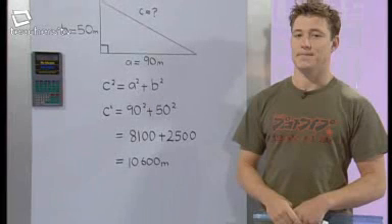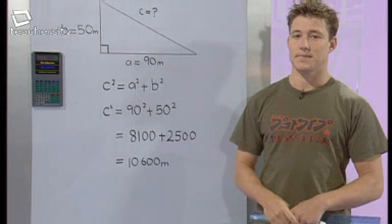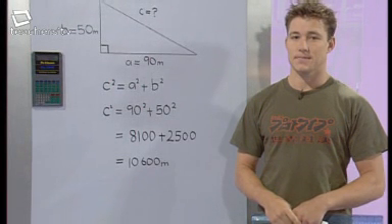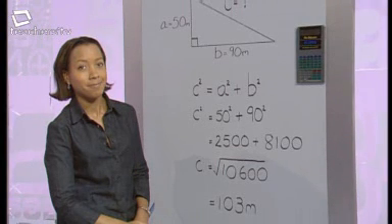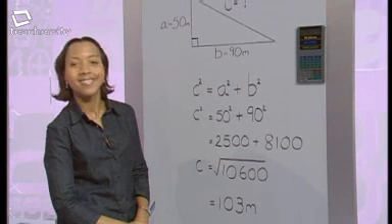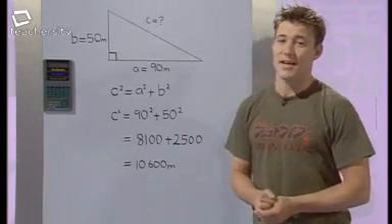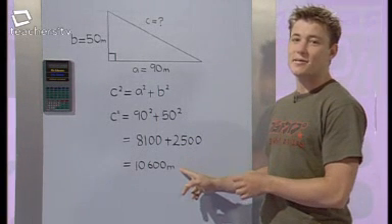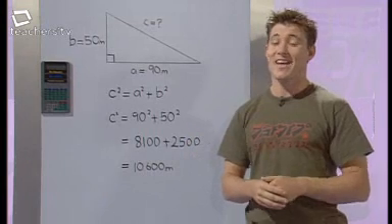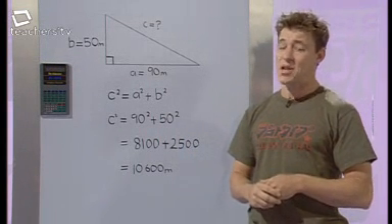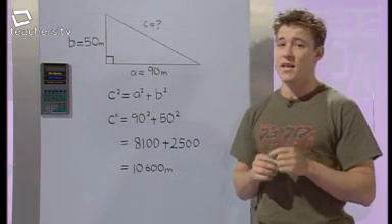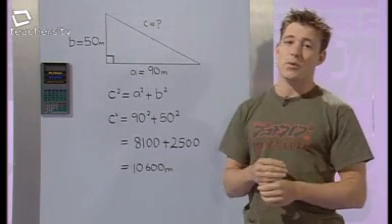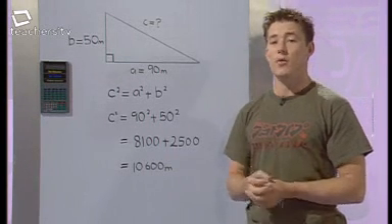So, who's right and who's wrong? Is Ben right with an answer of 10,600 metres? Or is Katie right with 103 metres? OK, I'll own up, I made the mistake. I missed out the final step and didn't take the square root of 10,600. It's obvious, really. 10,600 metres of rope is a long bit of rope. To find c, you need to add a squared and b squared together and then find the square root.